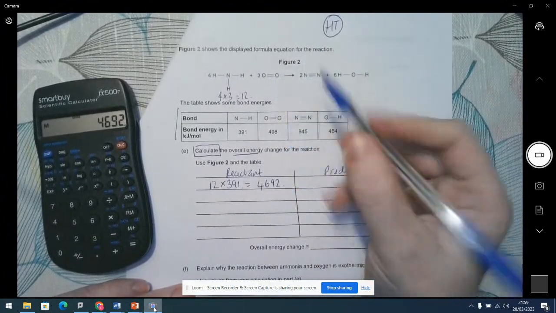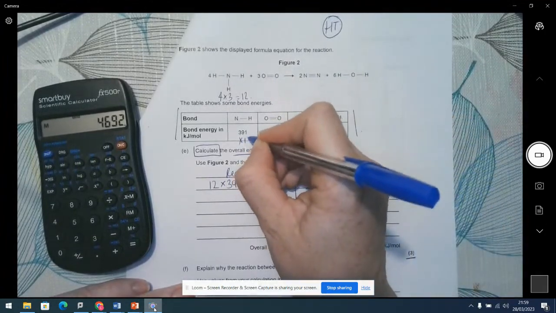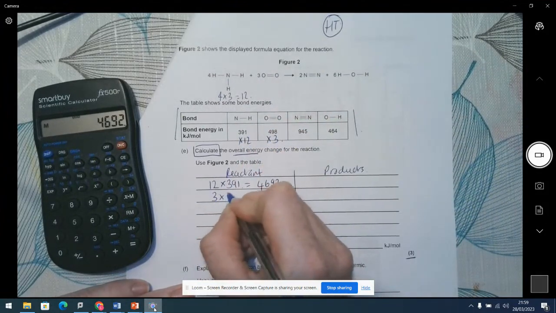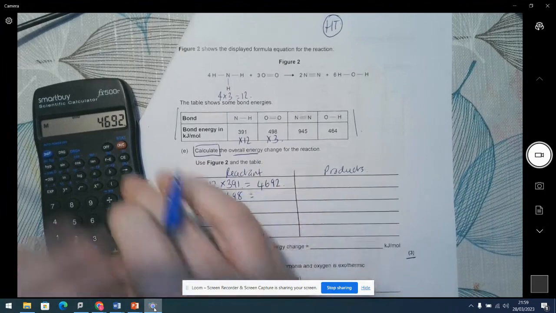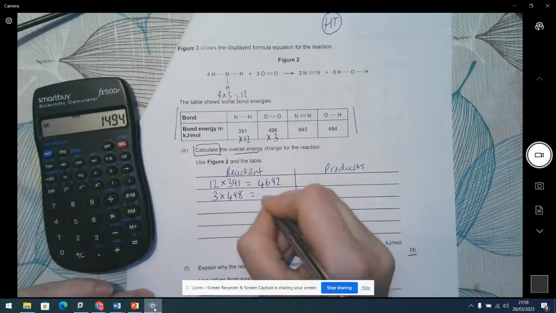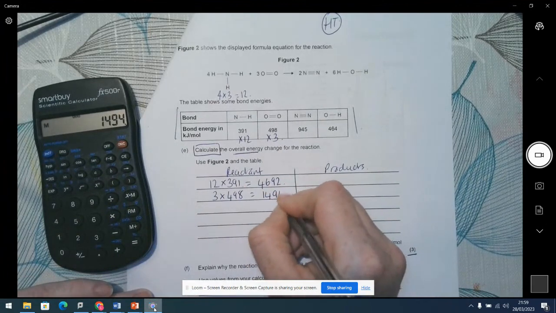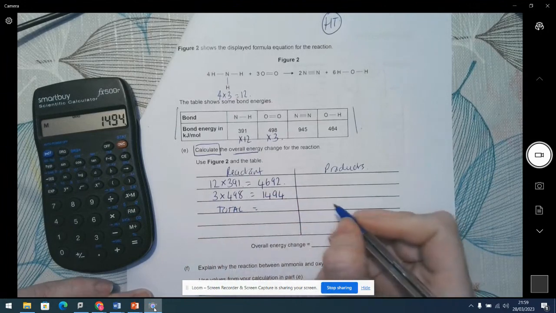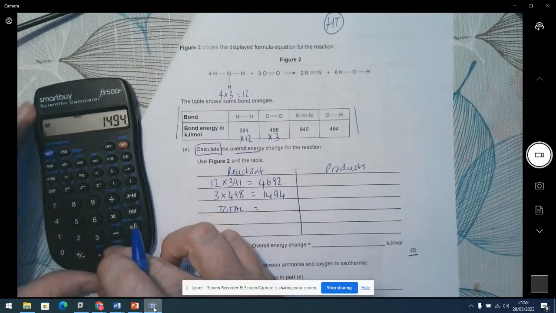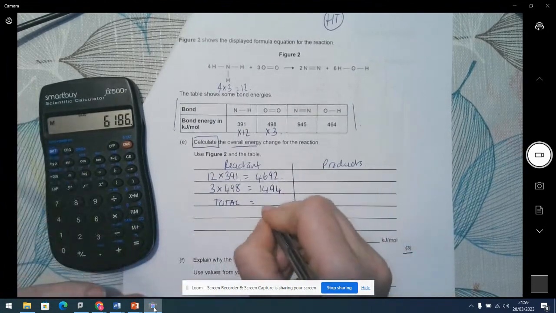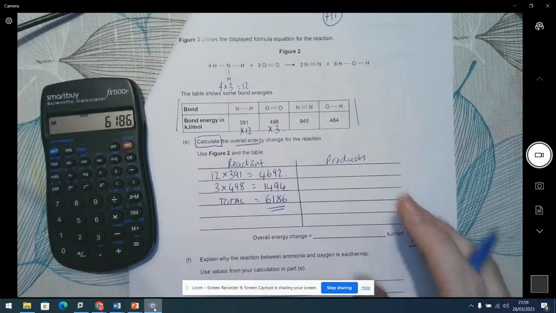I've got 3 oxygen bonds. So I'm timesing this one by 3. So 3 times 498. 498 times by 3 is 1494. So in total, on my reactant side, I have an energy value of those two added together. So 4692 plus 1494 is 6186. So that's my reactant's energy value.